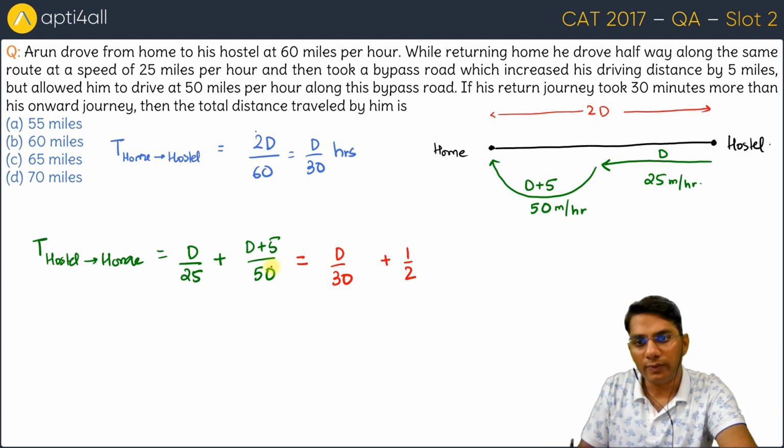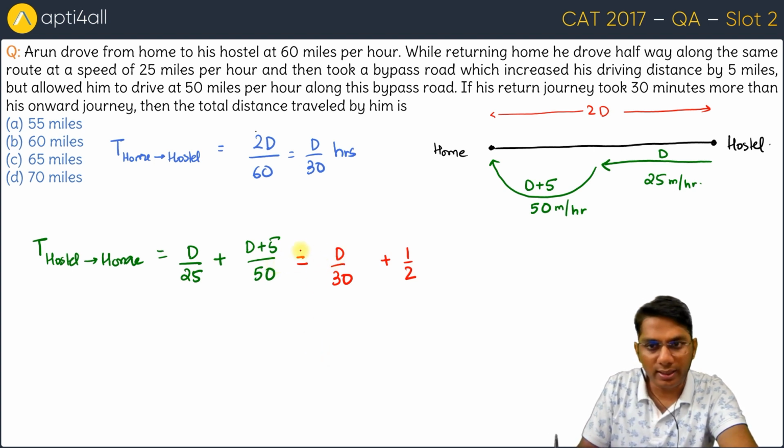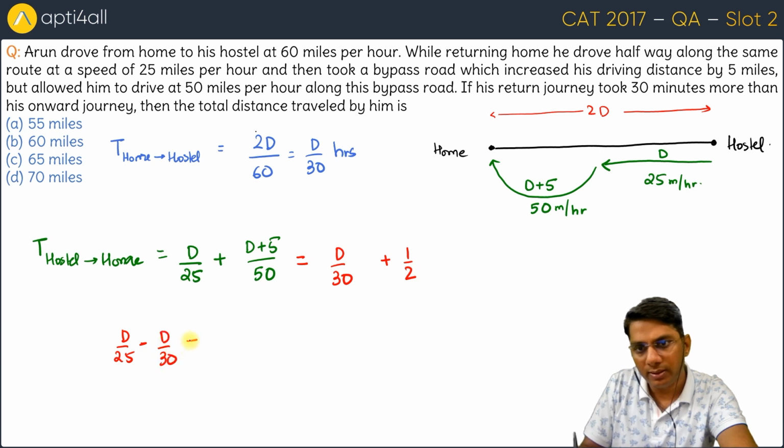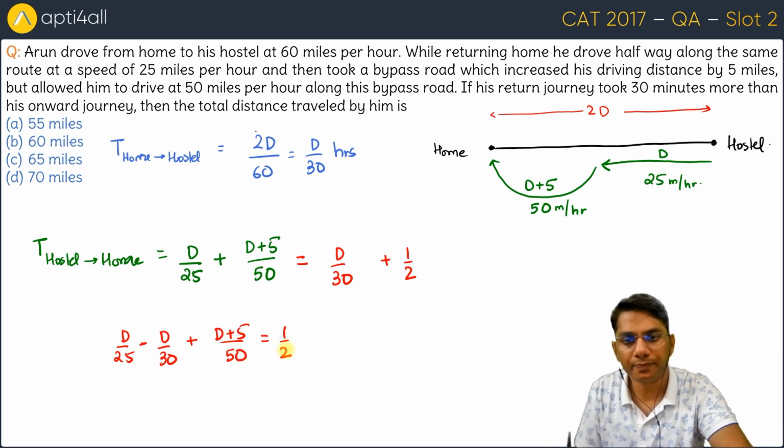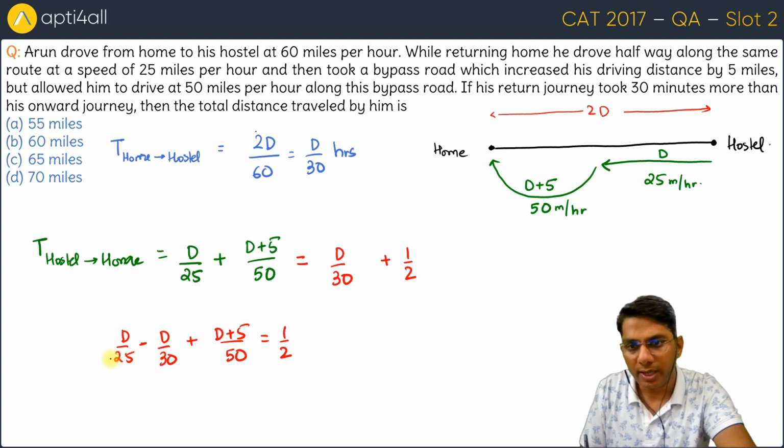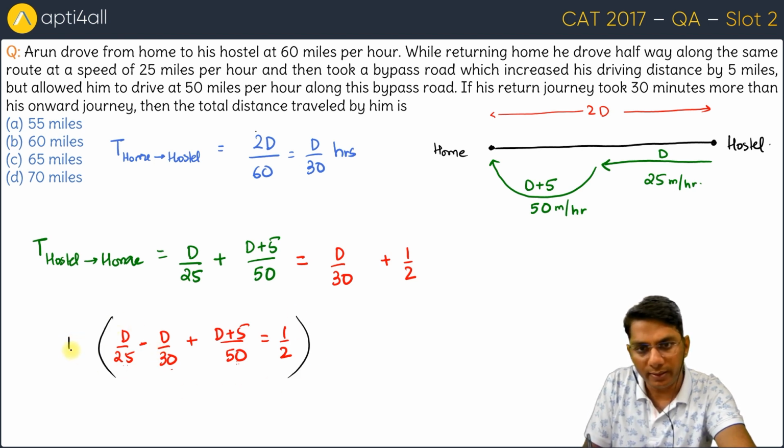Okay. So now what we do is we bring all the d terms on the left hand side. So we have d by 25 minus d by 30 plus (d plus 5) by 50 is equal to half. Okay. So let's multiply all these terms with the LCM of 25, 30 and 50. The LCM of 25 and 50 is 50, and the LCM of 50 and 30 will be how much? 300. Oh sorry, 150 rather. So let's multiply this whole equation with 150.